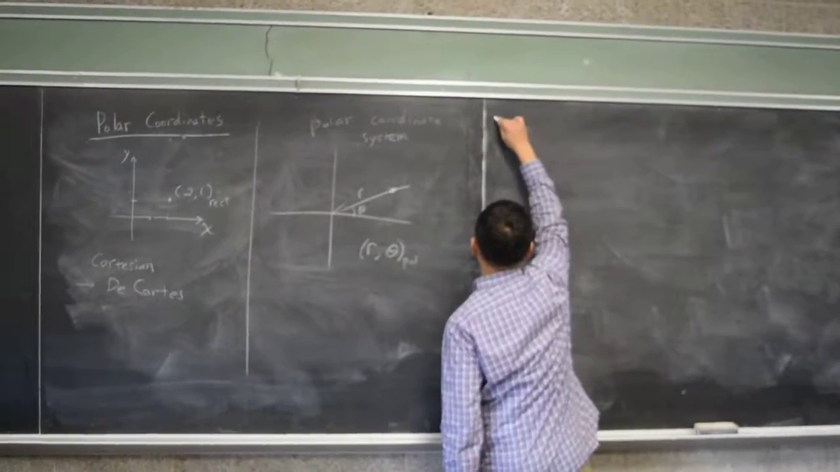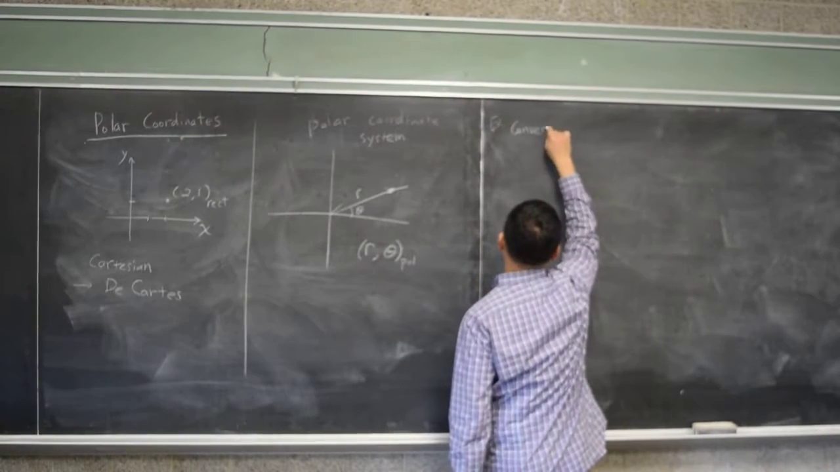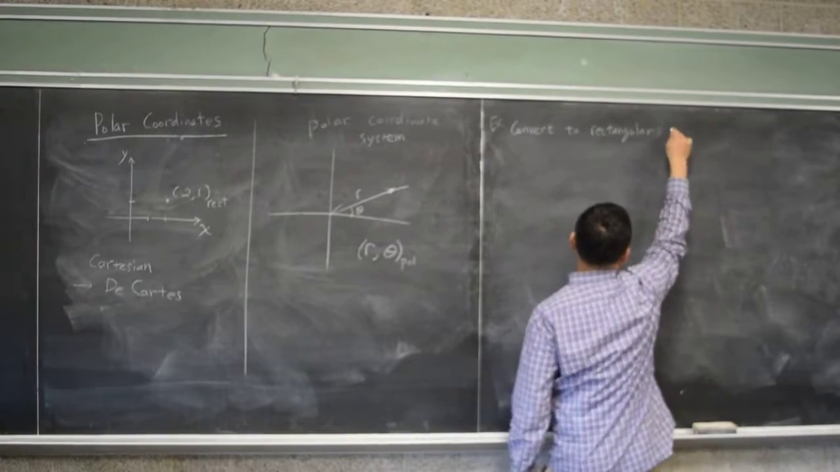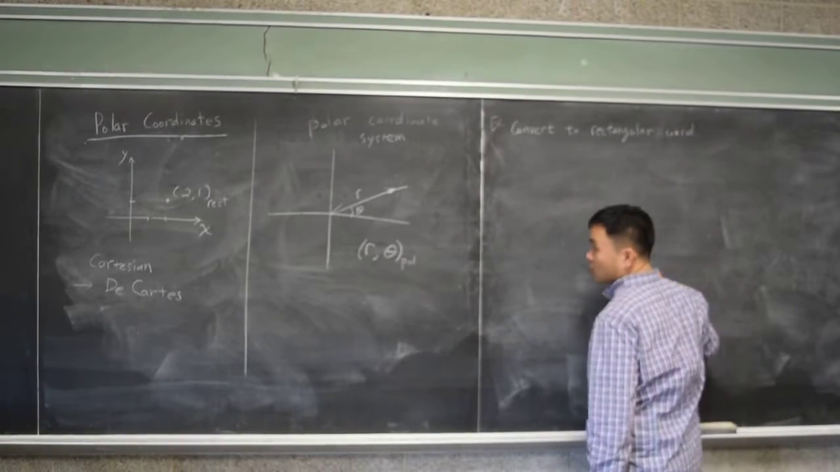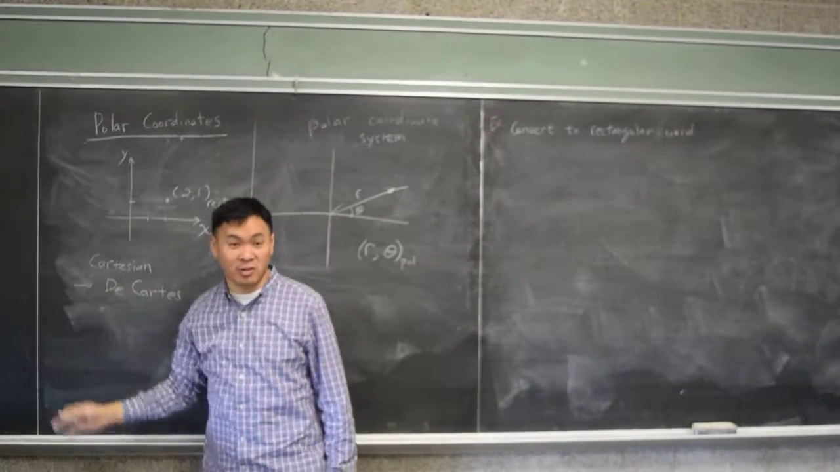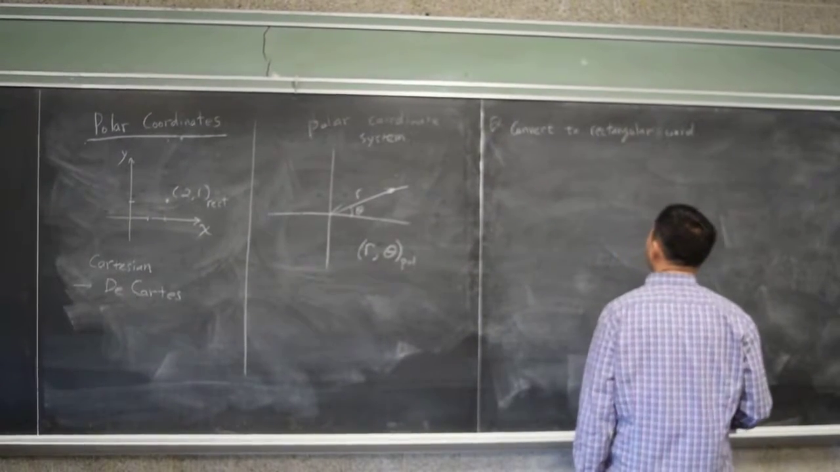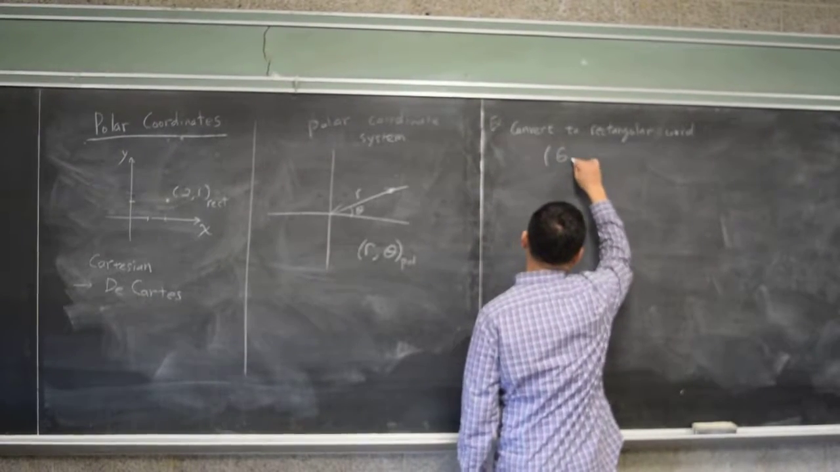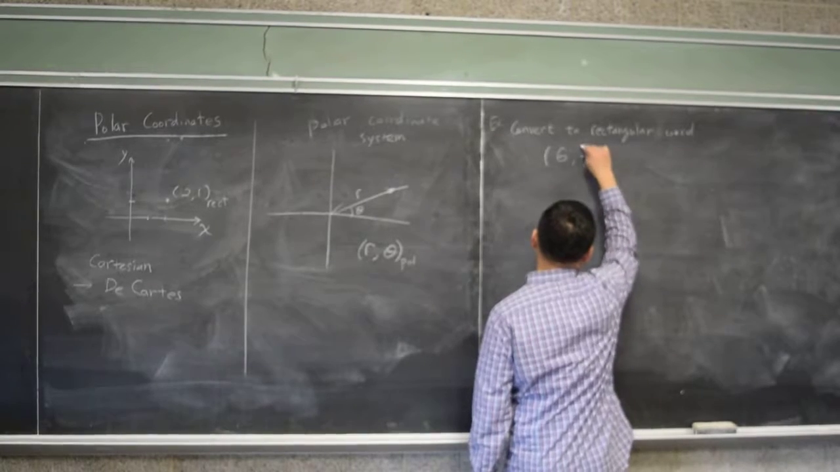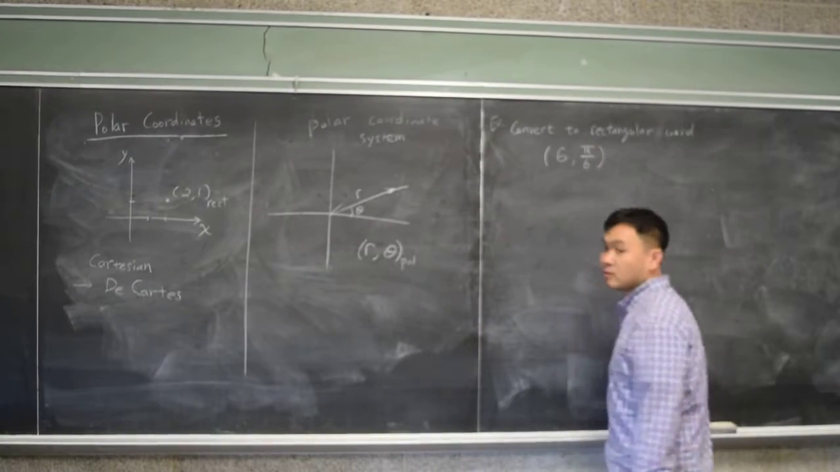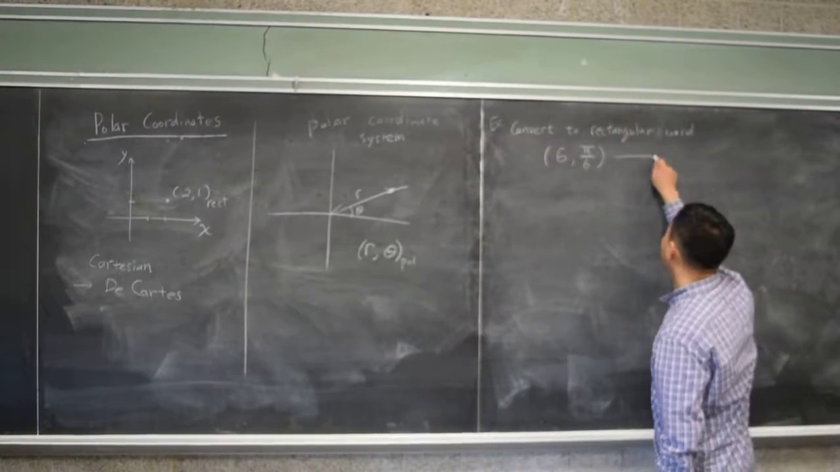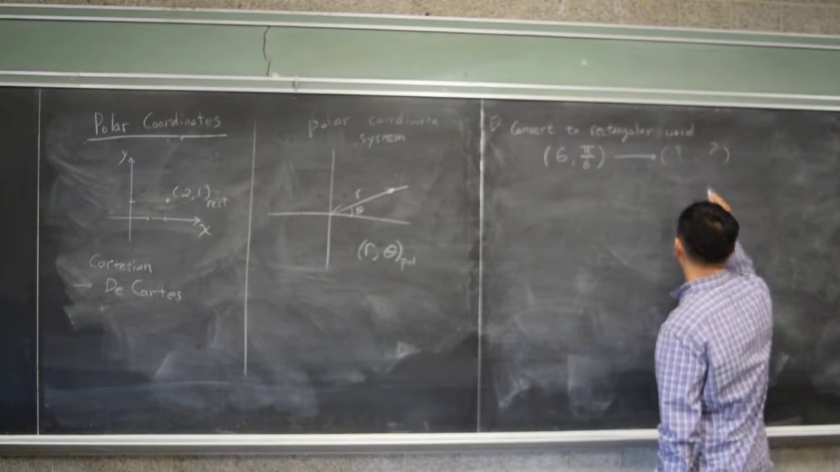So here's the first example. Convert to rectangular coordinates. Rectangular coordinate system is another name for the Cartesian coordinate system. They're the same thing. Let's say you're given, say, (6, pi over 6). And this pi over 6 kind of tells you that this is a polar coordinate system. If you change this to rectangular, what would it become? That's the question.